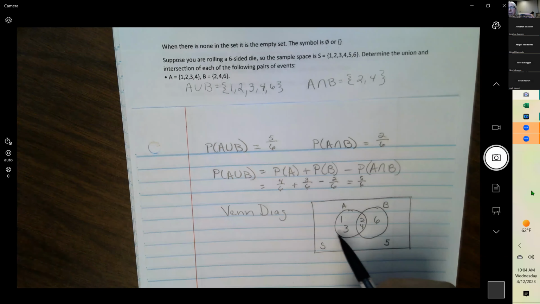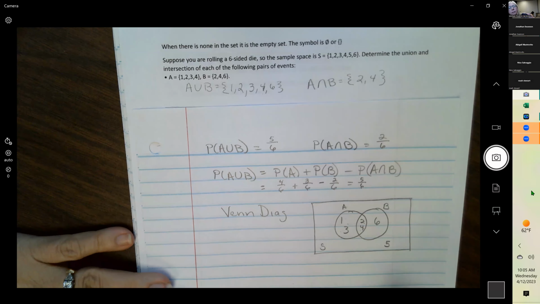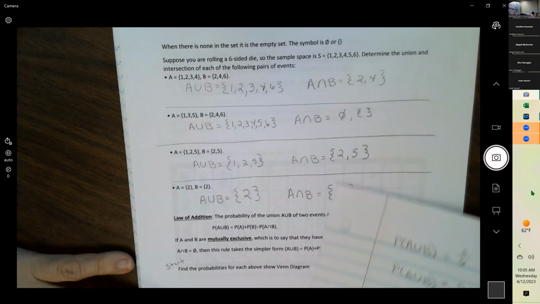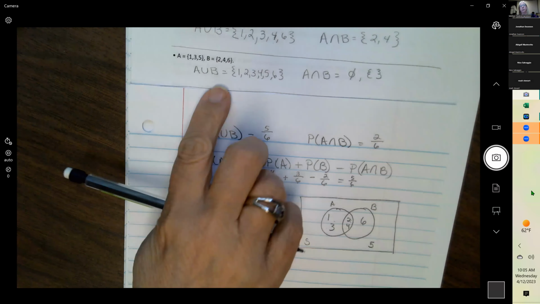Then you can see that this is where they intersect. All of this would be the union. This is the only one not included in the two together. It's just another way of looking at your set. Any questions? Let's draw the Venn diagram for this one.